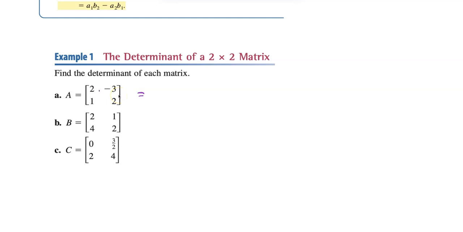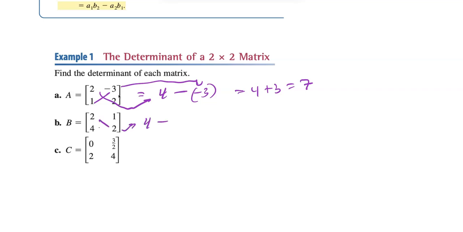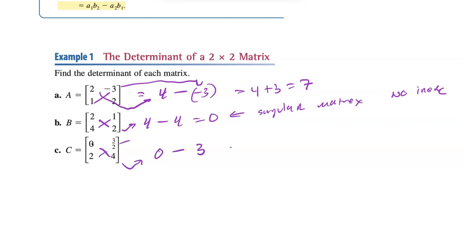So this first one, we're just going to go down. 2 times 2 is 4 minus up, -3. 4 plus 3 is 7. That's all it is. Here, down 4 minus up 4, and I get 0. Right, we talked about before, that's called a singular matrix. That's a special property. It means it doesn't have an inverse, as we learned last lesson. And then this one, down 0 minus up 3, so -3. So determinant of a 2 by 2 matrix, pretty simple.